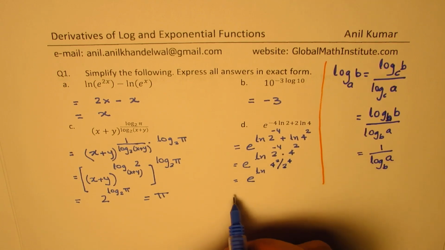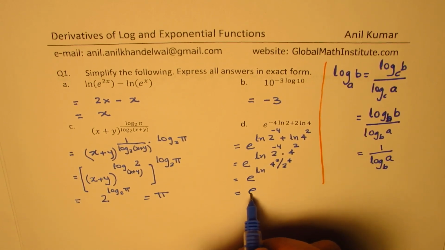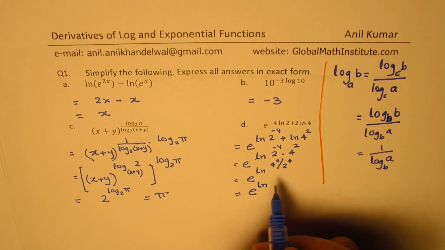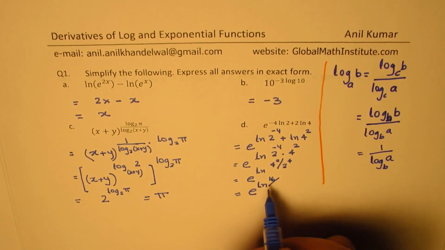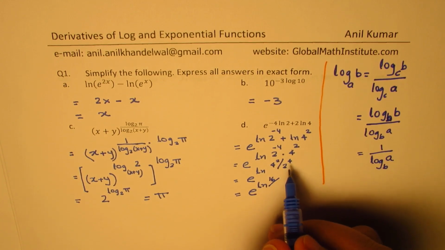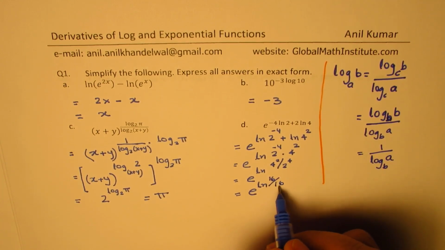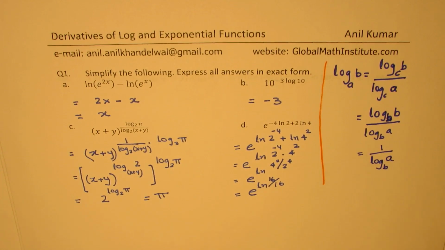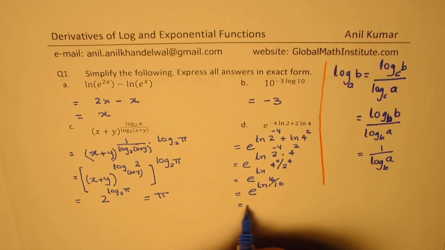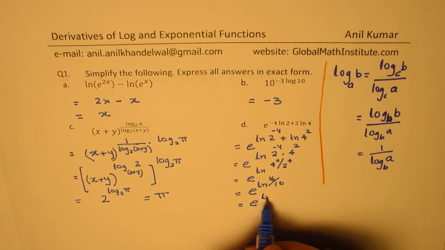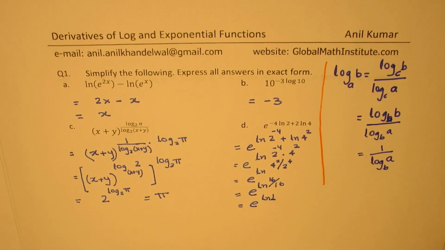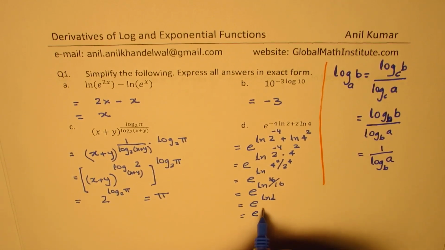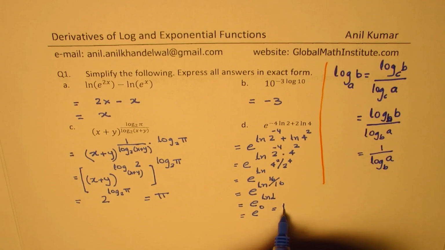Okay. So which is e to the power of ln. 4 squared is 16 over 2 to the power of 4, which is also 16, right? So it is 1, right? So what we get here is e to the power of ln 1. Now ln 1 is 0. So we could write this as e to the power of 0, which is equal to 1.